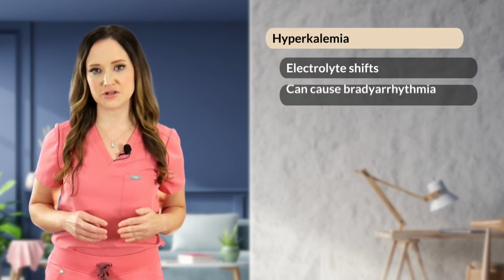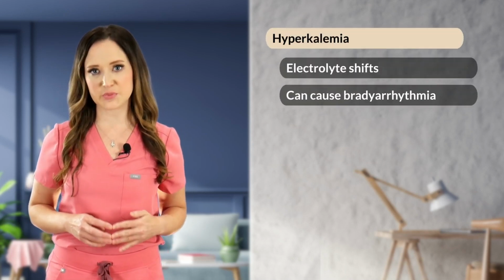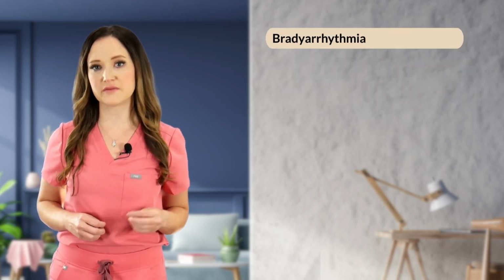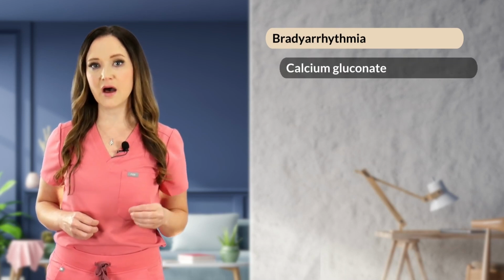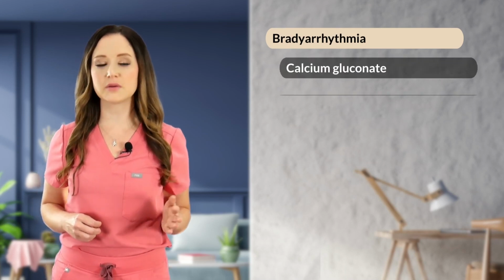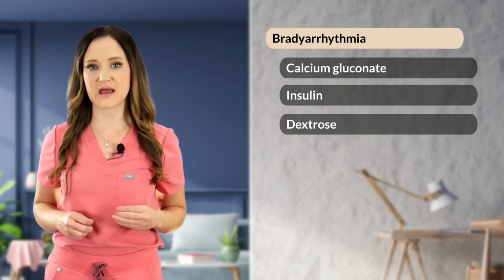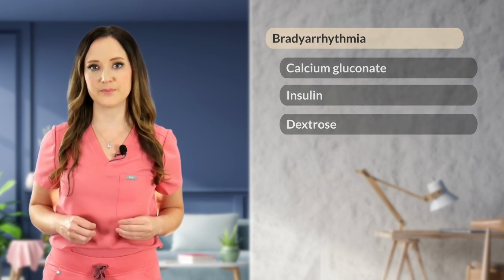Hyperkalemia can also occur due to electrolyte shifts like calcium when we have multiple transfusions. If hyperkalemia is very severe, it can cause cardiac changes, particularly manifesting as bradyarrhythmias. In these cases, we may want to consider administration of calcium gluconate to help with the cardiac changes, followed by insulin and dextrose administration to actually bring the potassium back down.